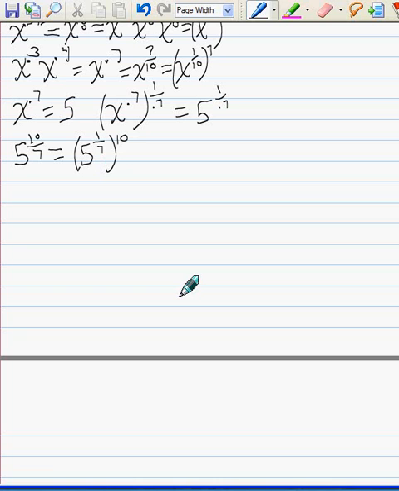Another way that you can do this is to simply calculate this value, 1 over 0.7. If you take 1 over 0.7, and we want to raise 5 to that power, 1 over 0.7 is approximately 1.4285714286. So we could raise 5 to the 1.4285714286 power, and that will give us our answer, which is approximately 9.966.